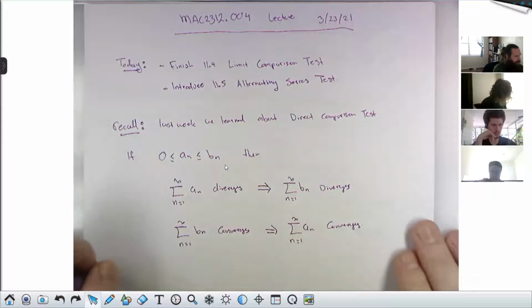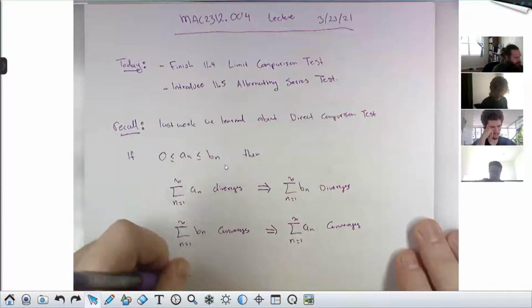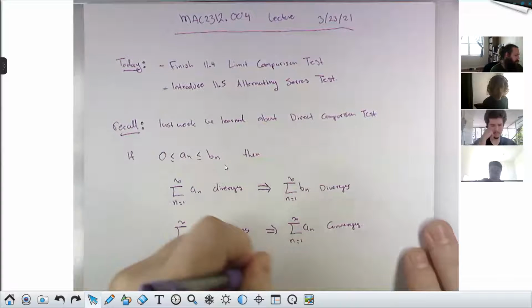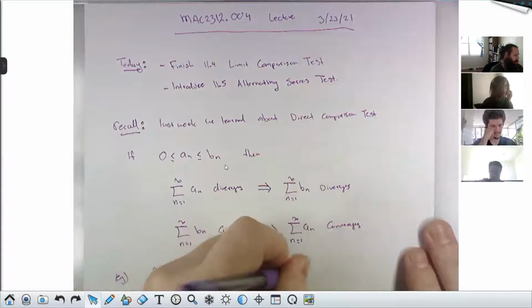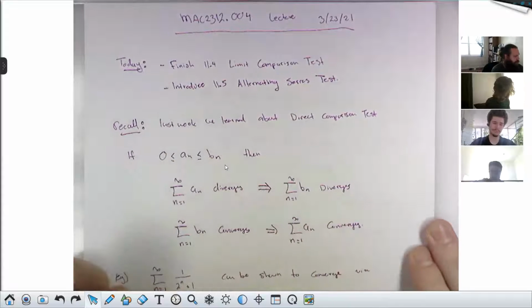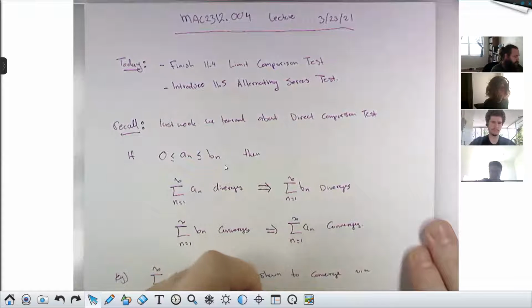So the kind of classic example here, I'll do a direct comparison test example first. The sum from n equals 1 to infinity of 1 over 2 to the n plus 1 can be shown to converge by a direct comparison with the sum from n equals 1 to infinity of 1 over 2 to the n.